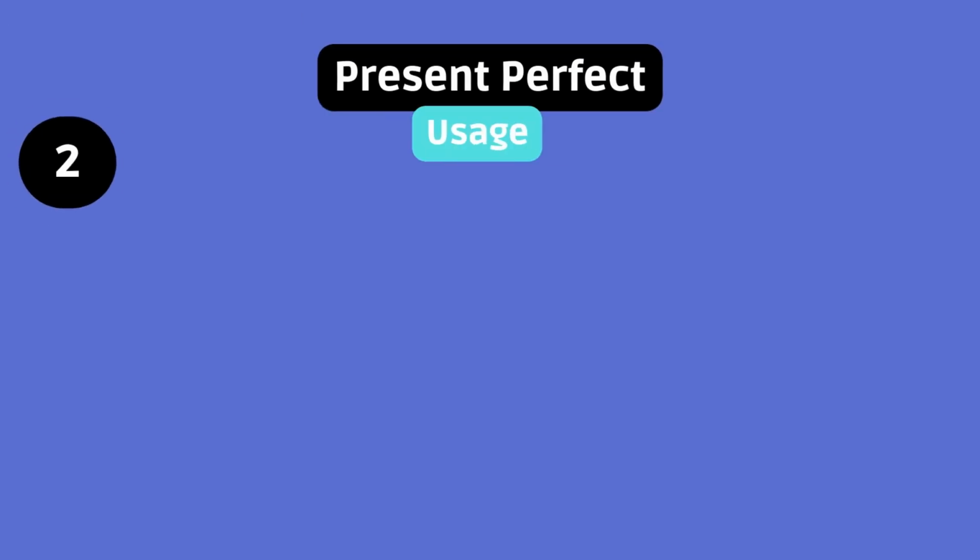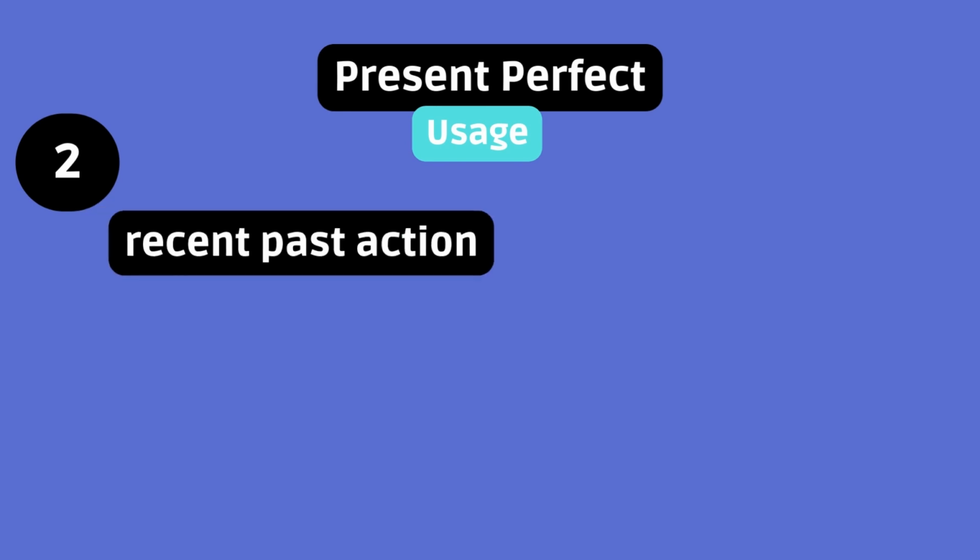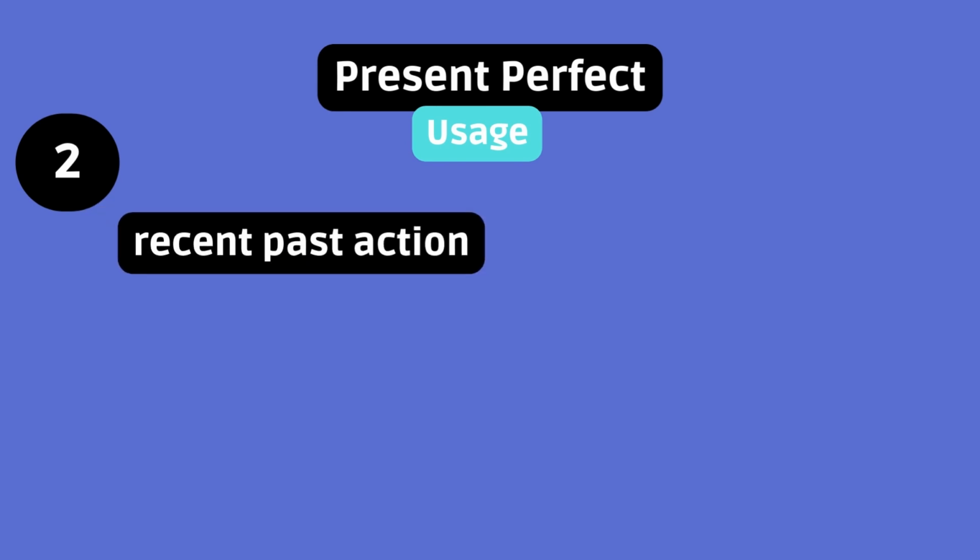Number 2, it can be used to talk about a recent past action. Here, past and present are linked by how short of a time went by between the end of the action and the present. So although the action is completed, it can still impact the present.